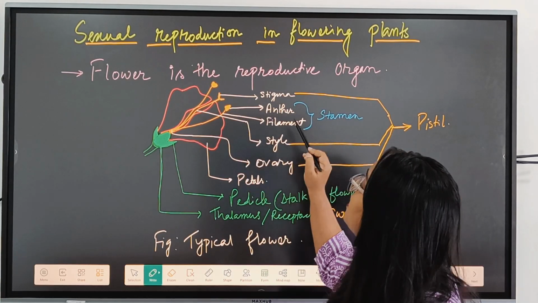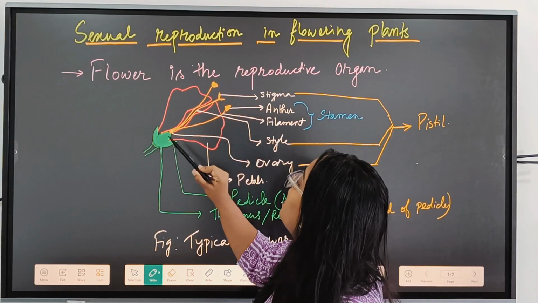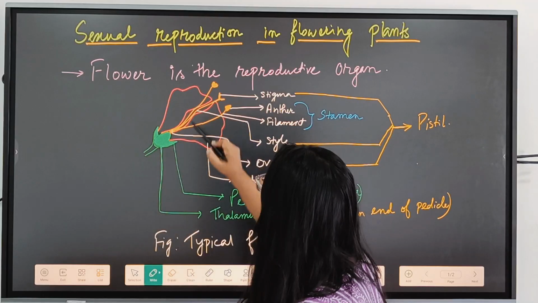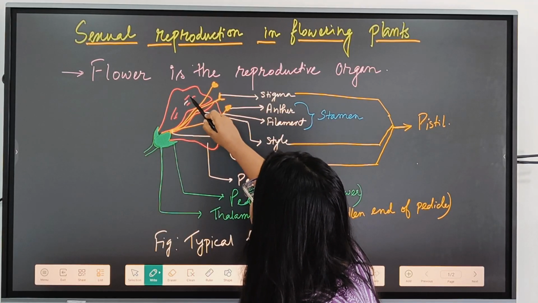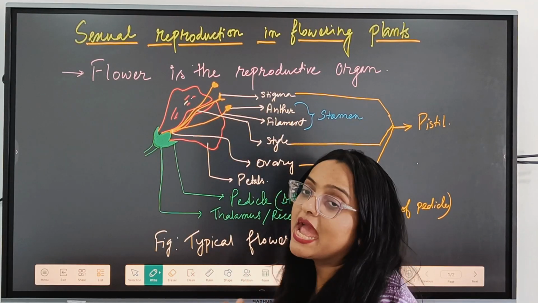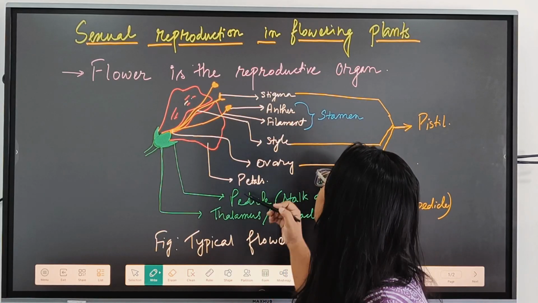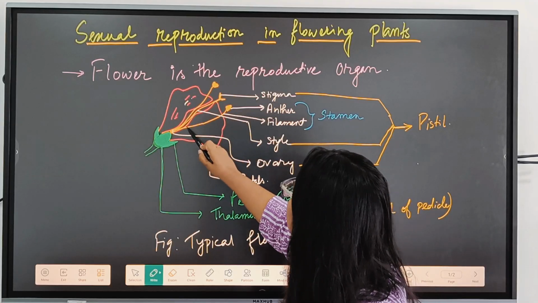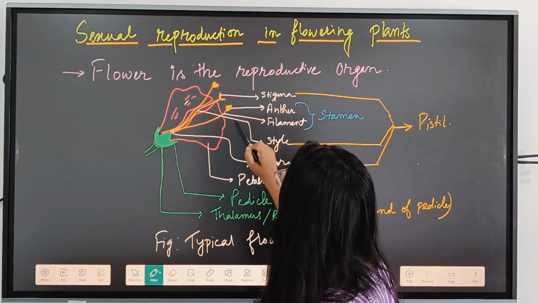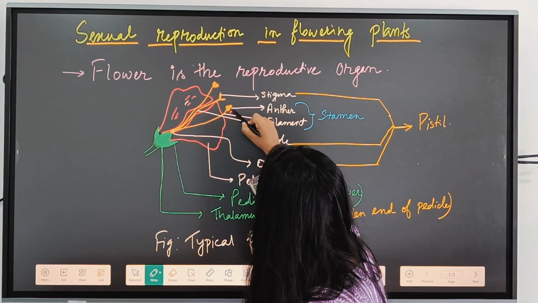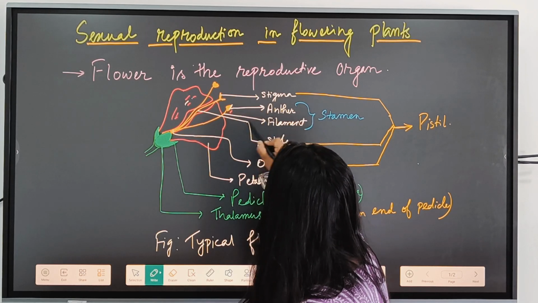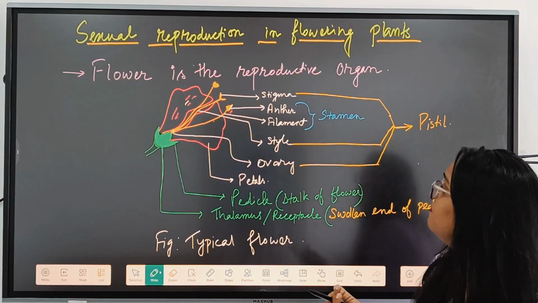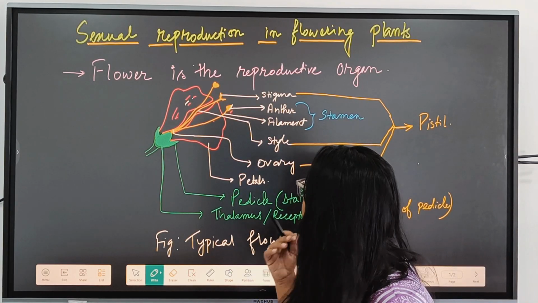So here is the diagram. This is the flower, and this red one is the petals, okay, which attract the pollinator. Next, the male reproductive part, that is this one, that is stamen. Here this one is anther and this part is filament. So anther and filament constitute the stamen.